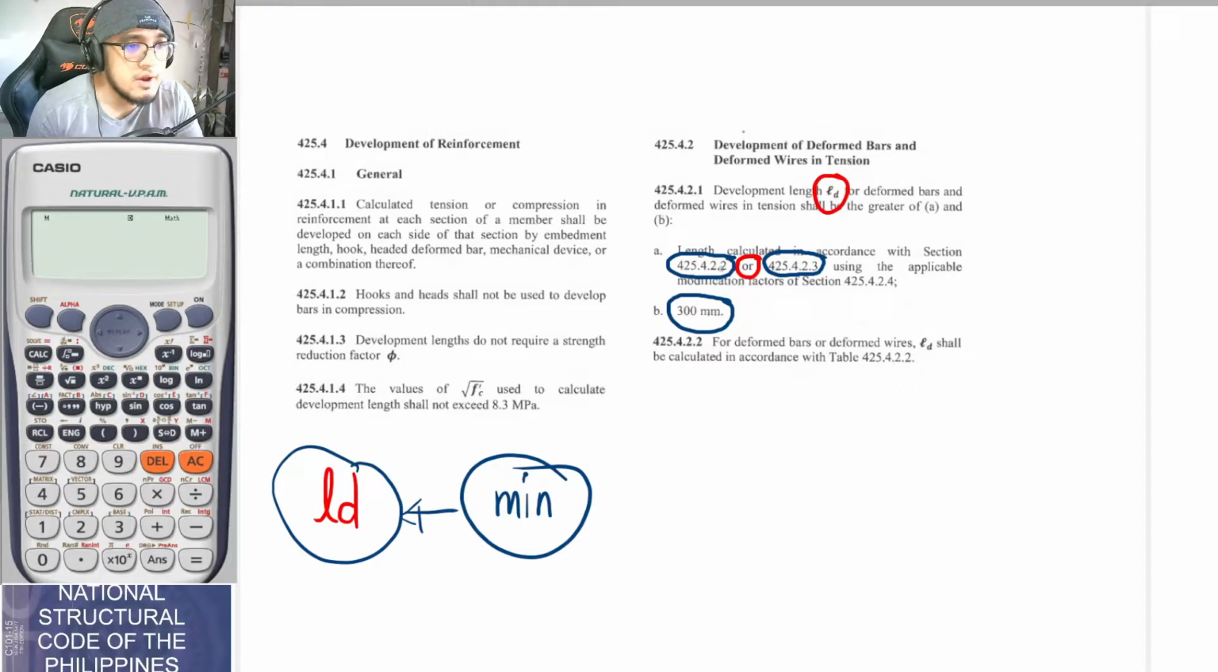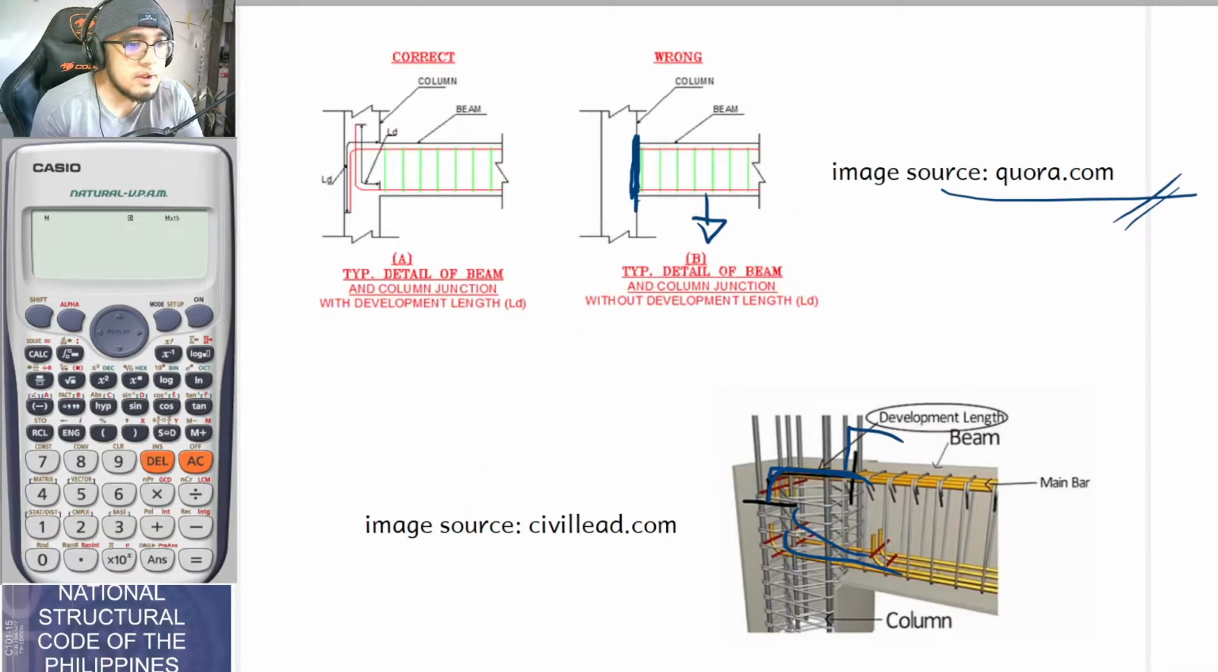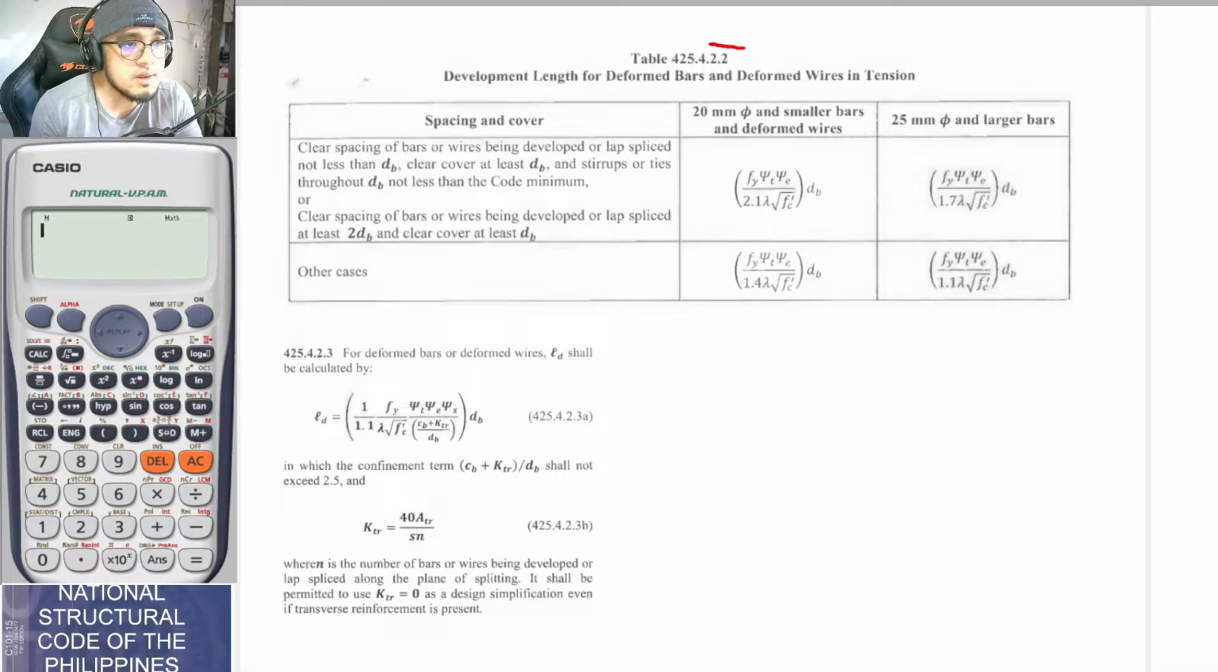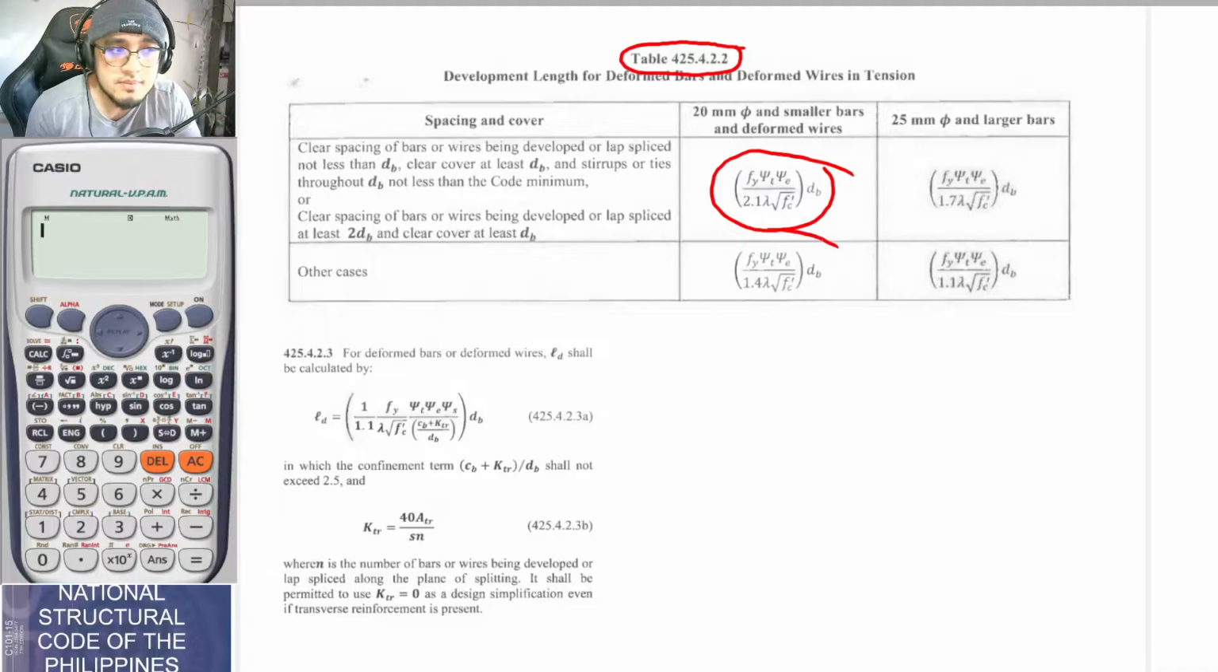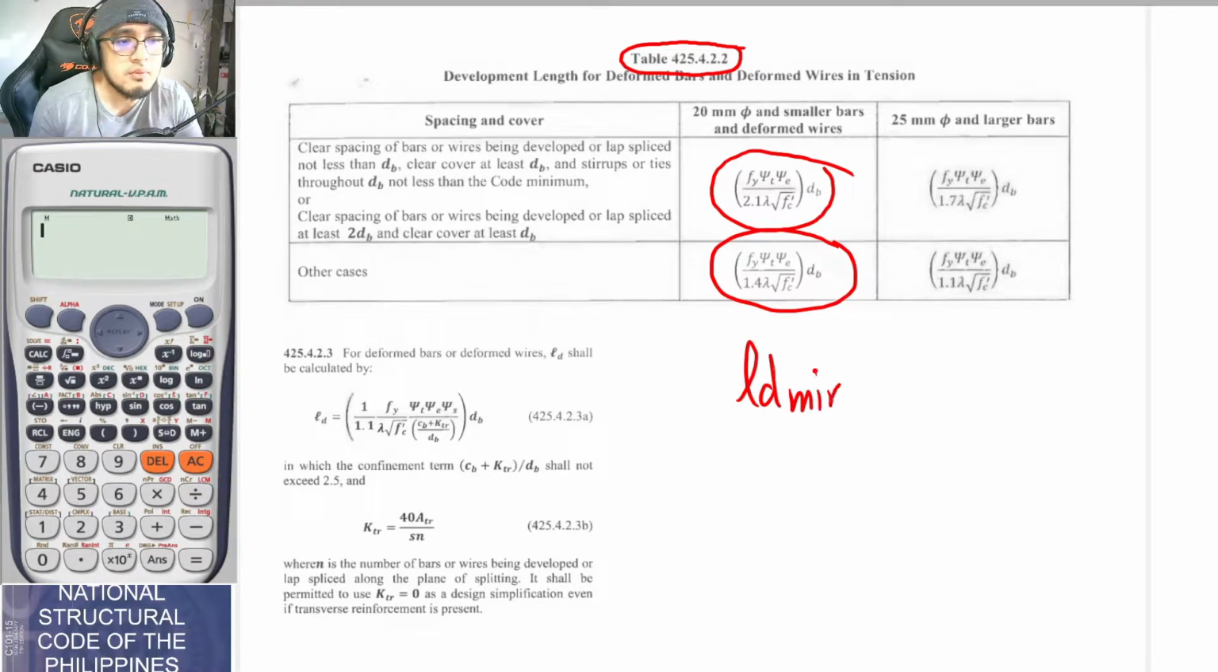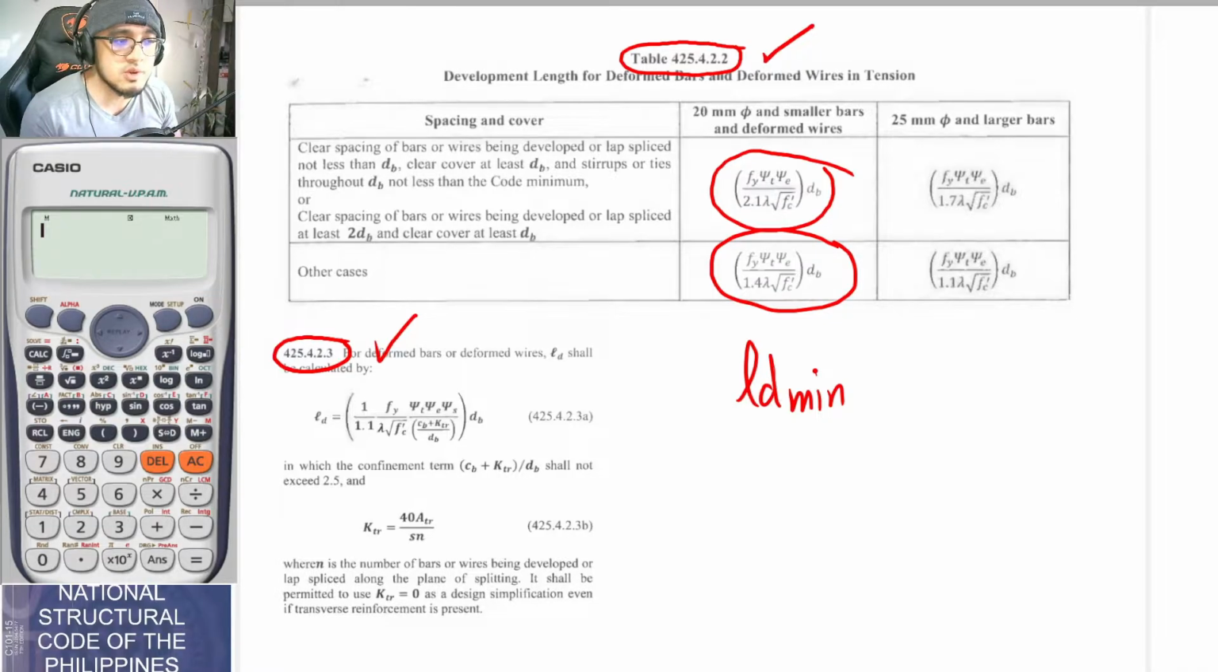Okay, so going to that table, this is to be table 425.4.2.2. Then as you can see, they are formula based once again. So direct substitution: substitute known values, then you will now be solving for LD minimum already. So that is 425.4.2.2, and this is to be 425.4.2.3. So once again, you do not need to solve for both. You can just choose one provision here.